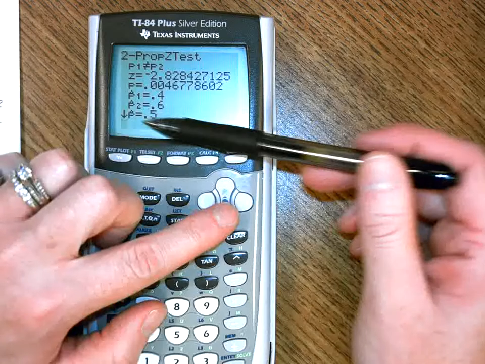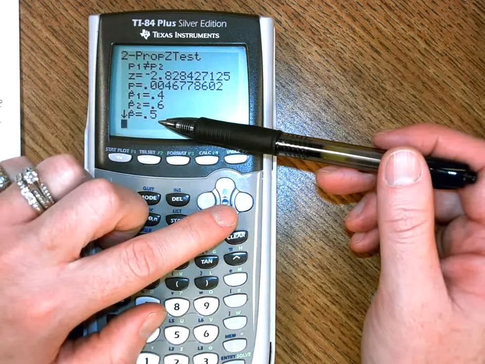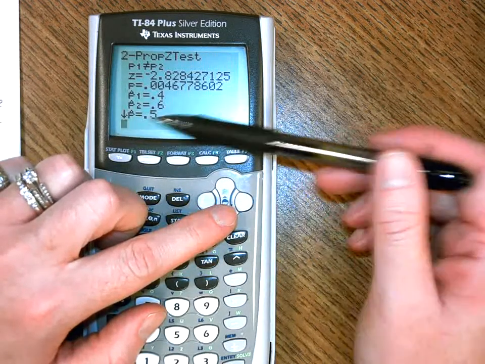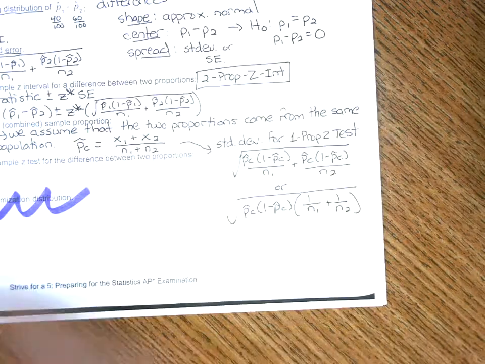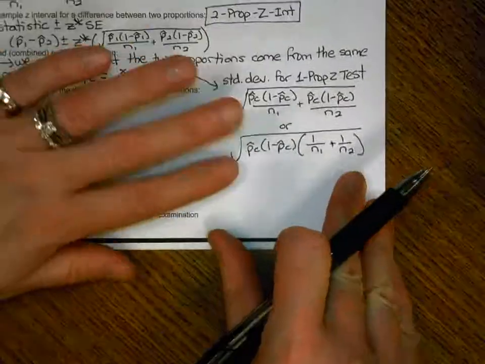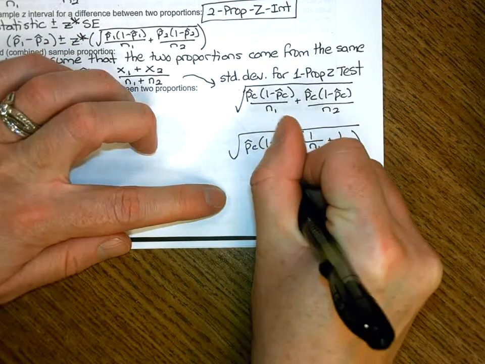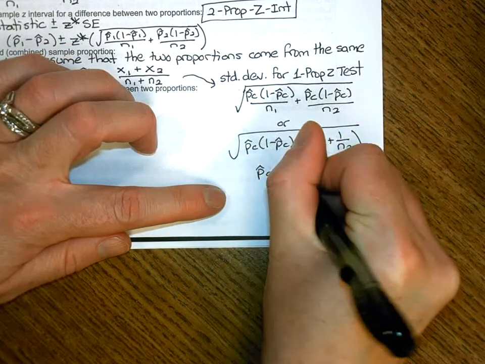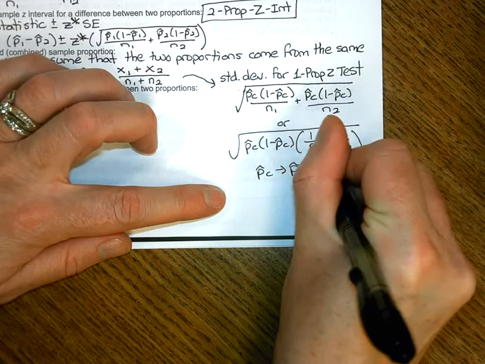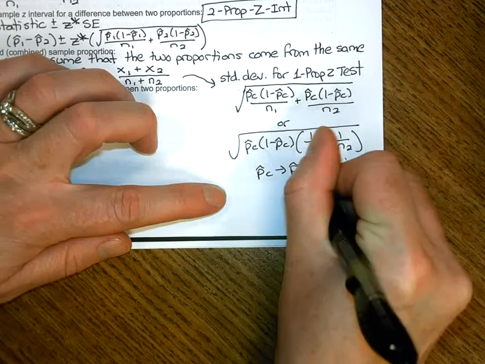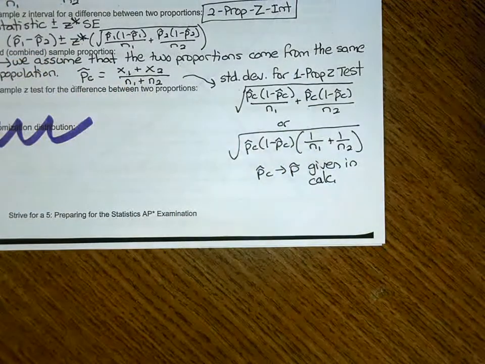0.5. Actually, yeah, that p hat right there is your p hat combined. The 40 plus 60 over 100. That's what this one is right here. So p hat combined is written as just p hat, given in the calculator when you actually run the test.